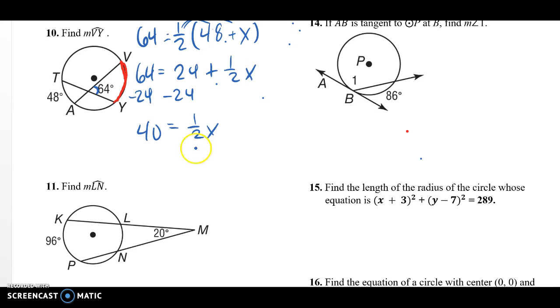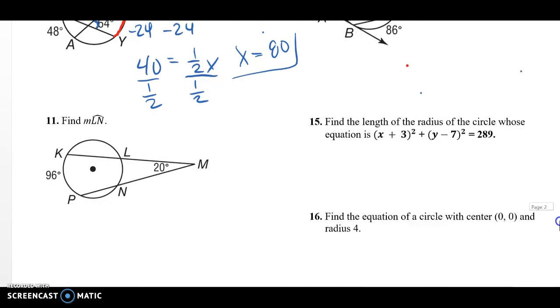And then the last thing: we have 1/2 times X, so we have to do the opposite and divide by 1/2 on each side. For those of you that know, dividing by 1/2 is the same thing as multiplying by 2. We'll find that X equals 80 degrees. Okay, let's keep on moving.